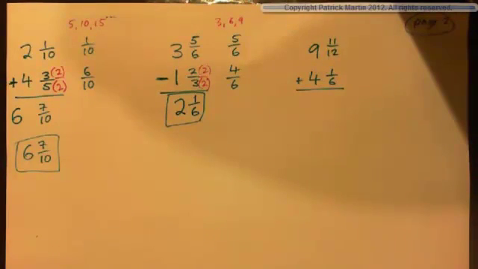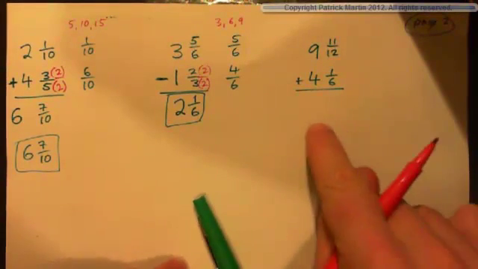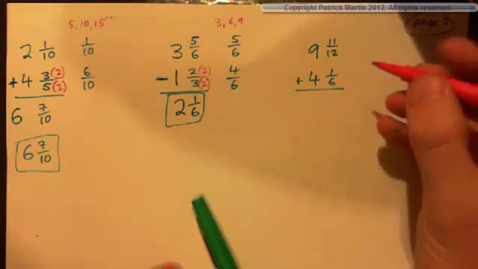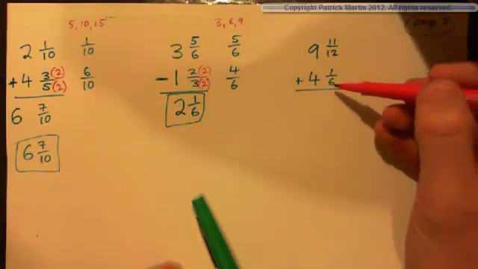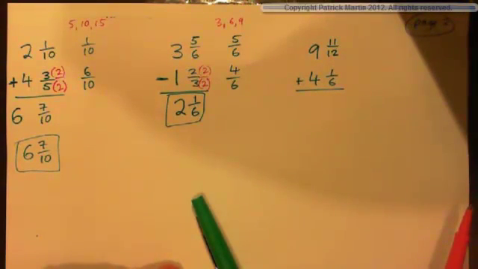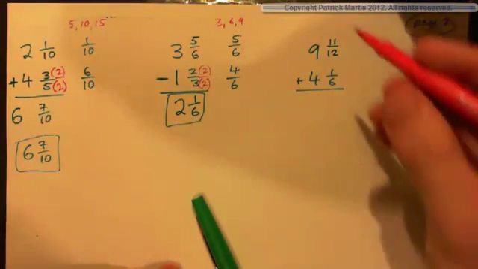So see if you can press pause and get this one all by yourself. Press pause and do this one yourself. You've got 12ths and 6ths and you're adding. Okay. Okay, so now I'll do it.